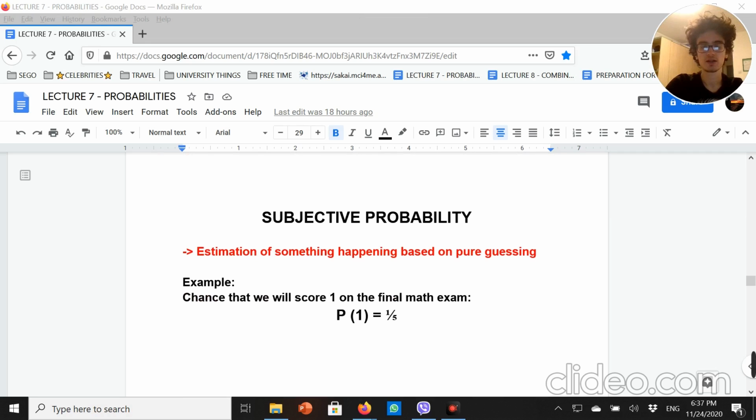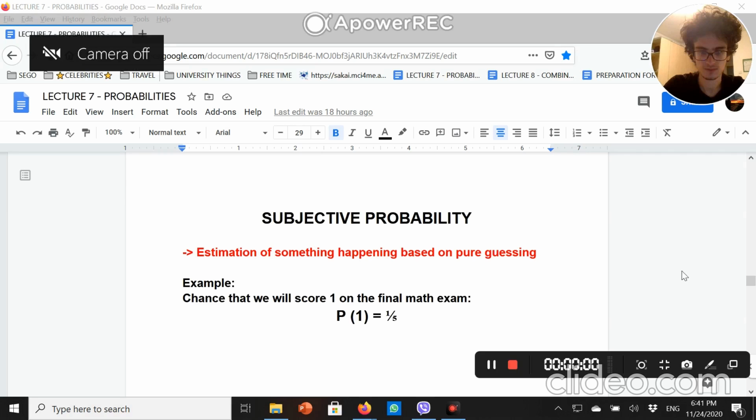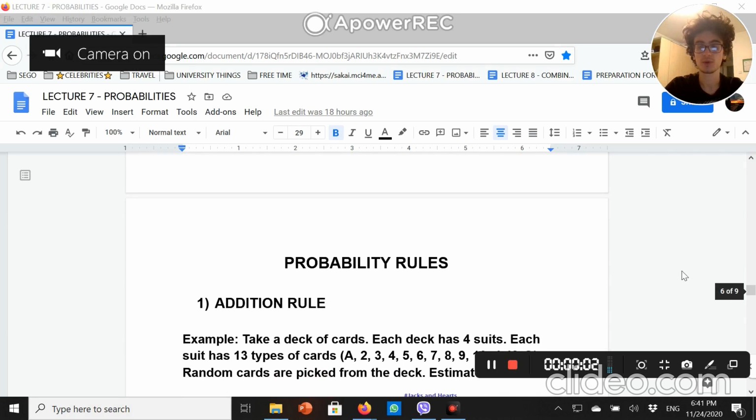And the last type of probability will be subjective probability, literally meaning estimation of something happening based on pure guessing. In other words, based on nothing. So what is the chance of scoring 1 on the final math exam? 1 over 5, right? Because there's one grade that you can get, there are 5 possible grades, just 1 over 5. Do we know that we'll score it? We don't, but we're hoping to. So that's pretty much it. I will not talk more about the subjective probability, and I will move to probability rules.